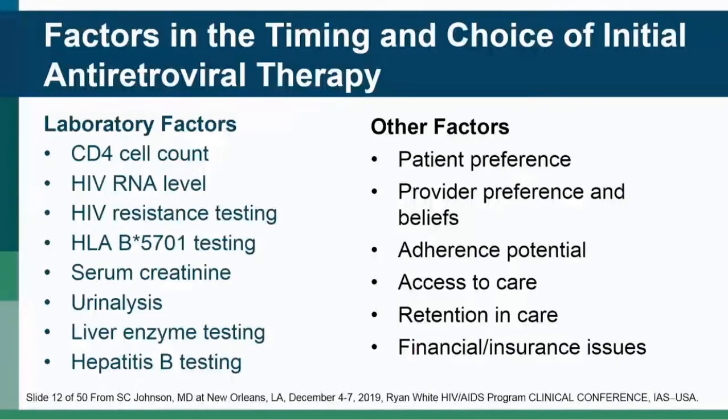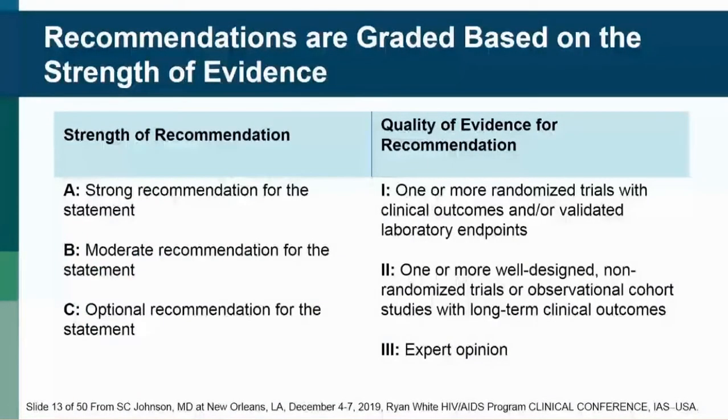There are other factors such as the preference of the person living with HIV. Despite the fact that providers look at clinical trials, we all tend to develop our own preferences and other factors as listed on this slide. So when you look at the DHHS guidelines, you'll see that there is a rating scheme depicted on the slide, A, B, and C, and then 1, 2, and 3. And as you'll see as we go over the guidelines, many of our guidelines are A1, that is a strong recommendation based on randomized clinical trials.